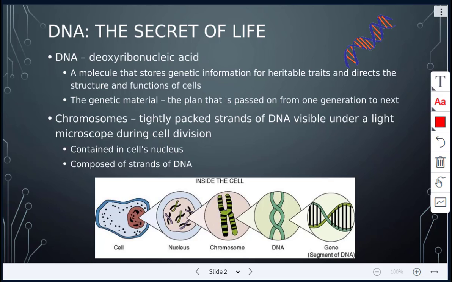We're looking at DNA, the secret of life. So DNA stands for deoxyribonucleic acid. So the D in deoxy is for the D in DNA, and for nucleic is the N in the DNA, and then A is the acid. So the DNA is the genetic material. This is what is passed on from generation to generation.